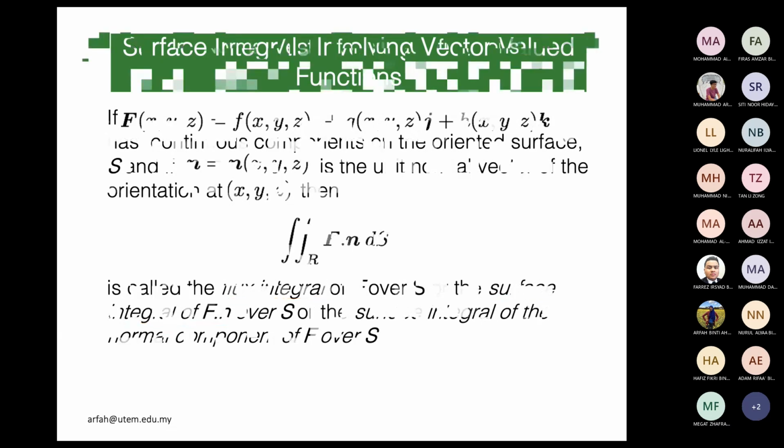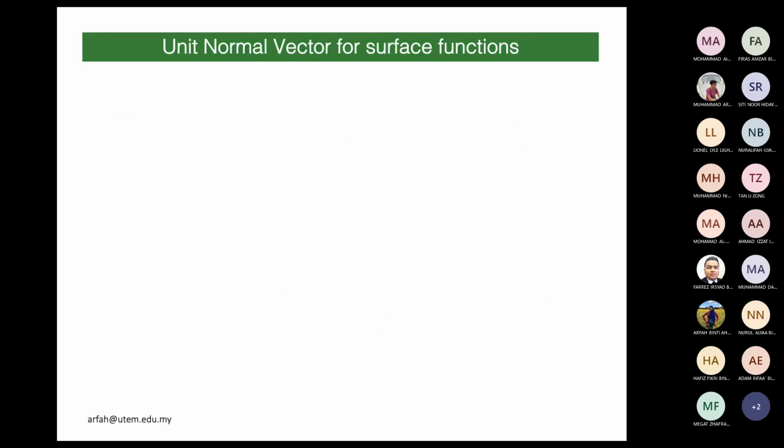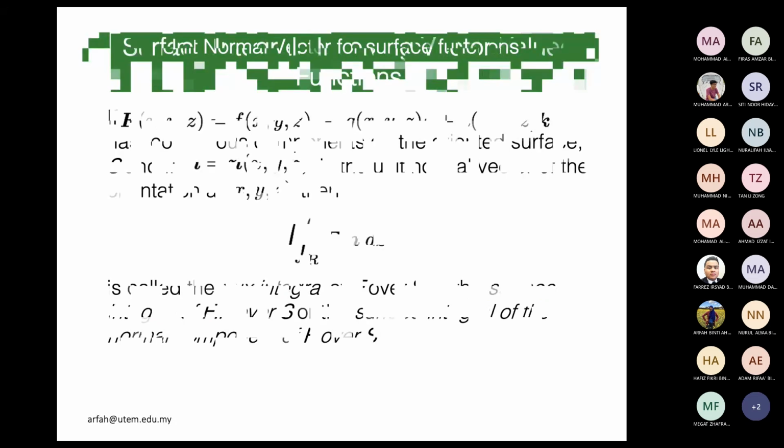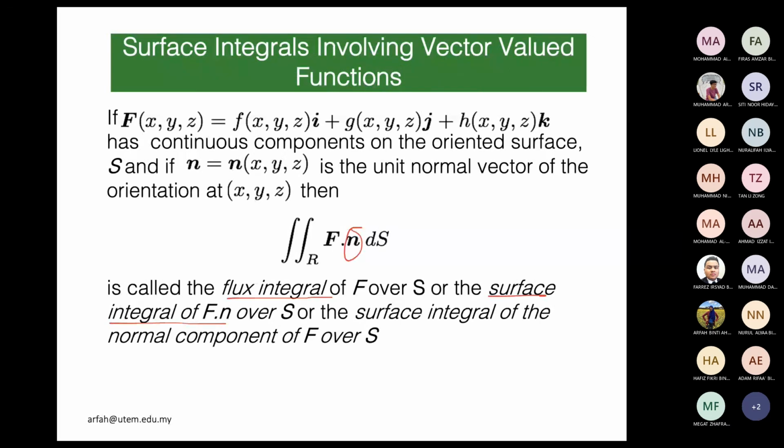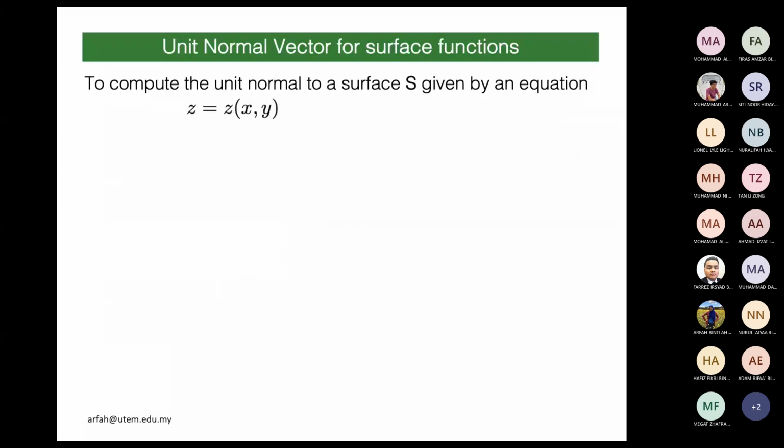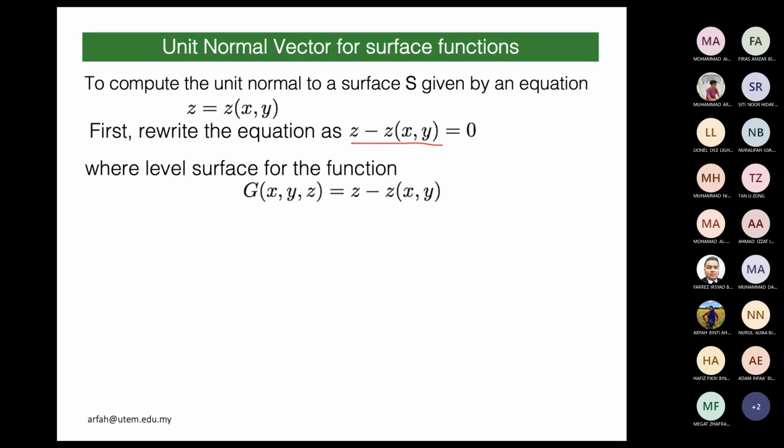Okay. So from here, to compute the unit normal vector, because we have the term of the unit normal vector n here, to compute the unit normal to a surface given by the equation z equal to a function of xy, first we will rewrite the equation as z minus f(x,y) equal to 0, where the level surface is for the function G(x,y,z) equal to z minus f(x,y). So this is the level surface of the function.